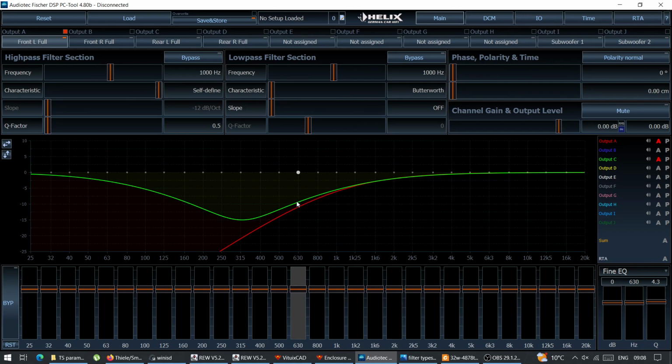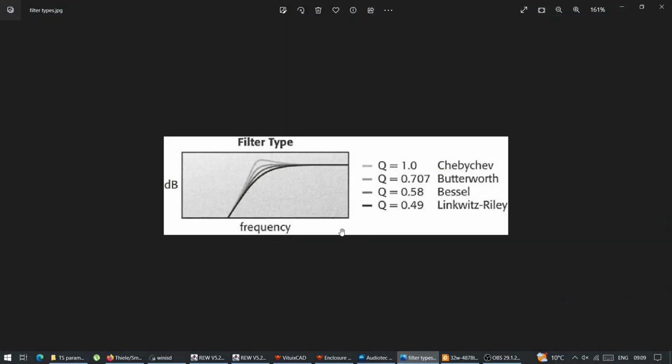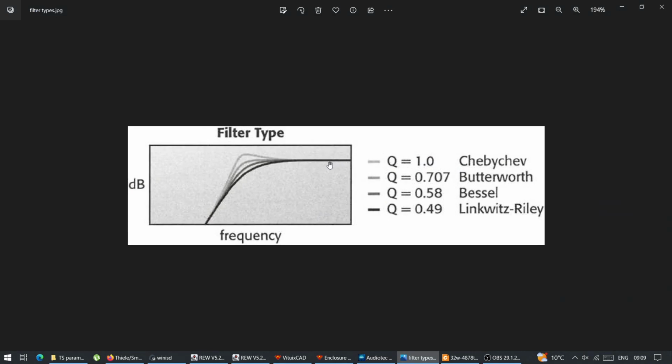So basically the crossovers are defined by Q, and specific Q values for the crossovers have names. So if I open this one, see? So these are different crossovers, Linkwitz-Riley, Bessel, Butterworth, and they have different predefined Q values. So Linkwitz-Riley is 0.49. So let's actually check this. 0.49 is very close to 0.5.